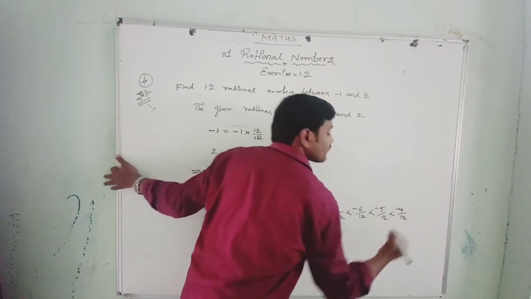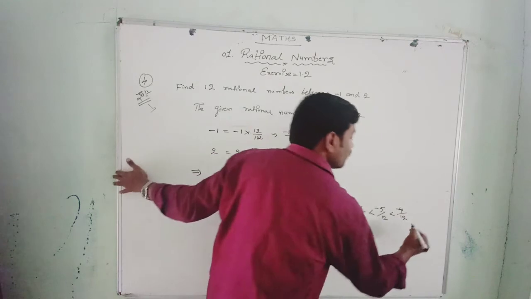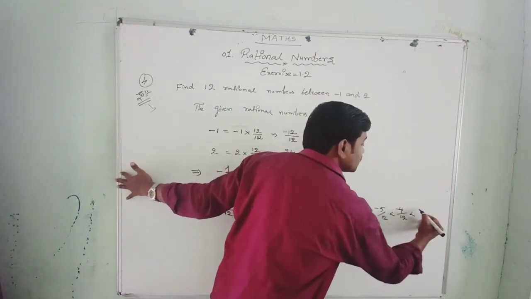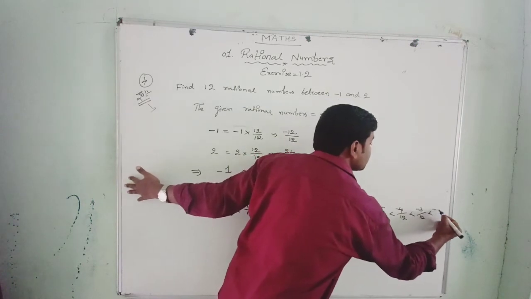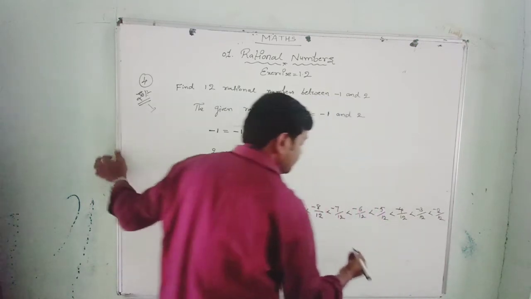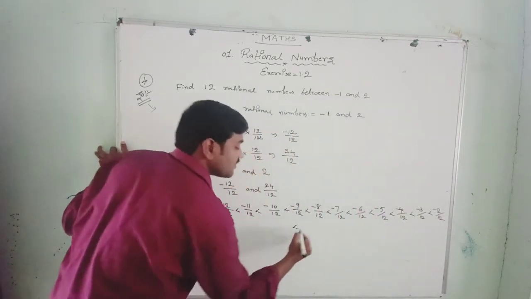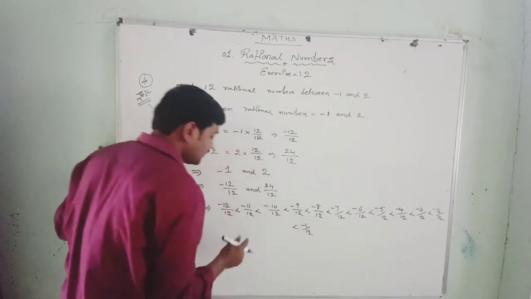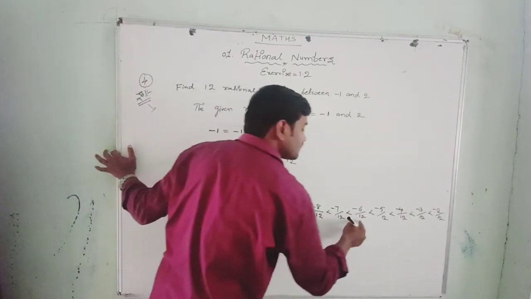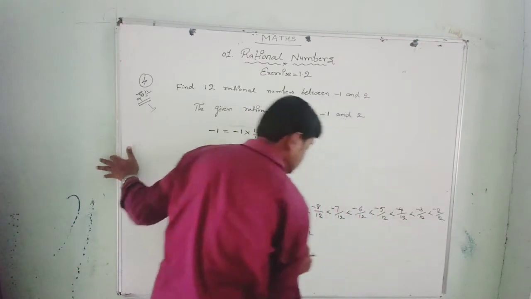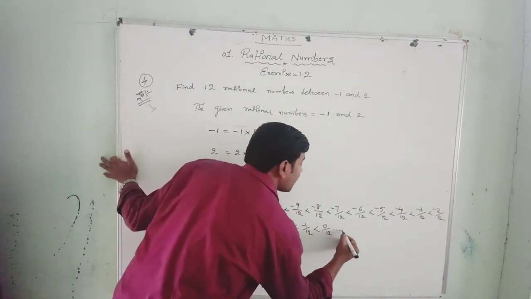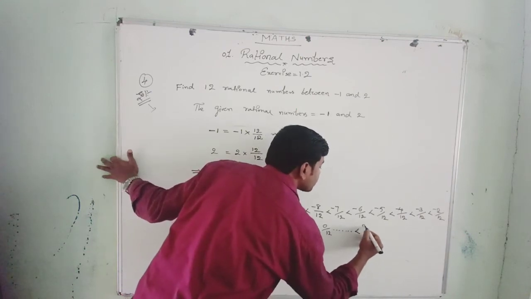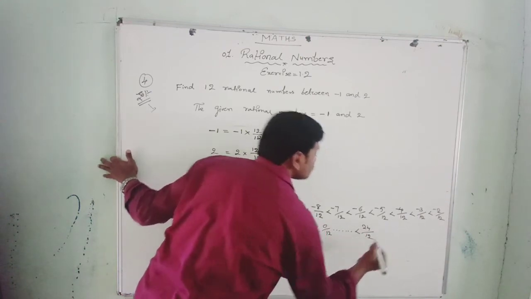So minus 4 by 12, and minus 4 is less than minus 3. So minus 3 by 12 which is less than minus 2 by 12. Again this is less than minus 1 by 12. See, 1 2 3 4 5 6 7 8 9 10, it's 11 that happened. Now 0 by 12 and so on, which is less than 24 by 12.